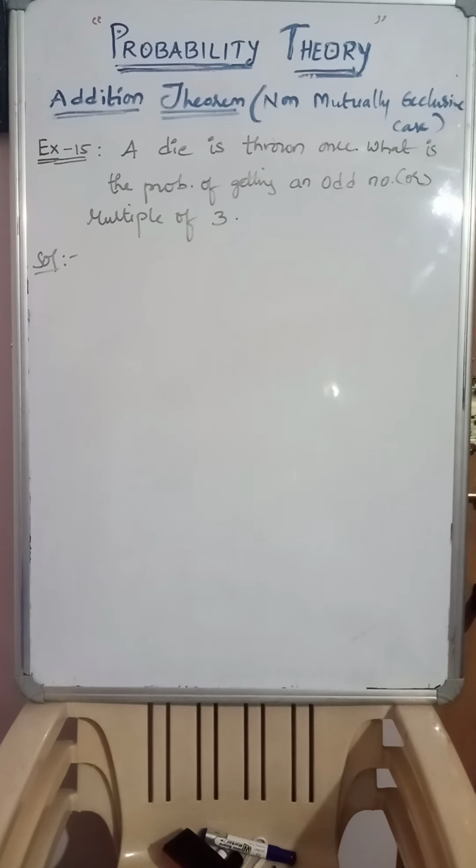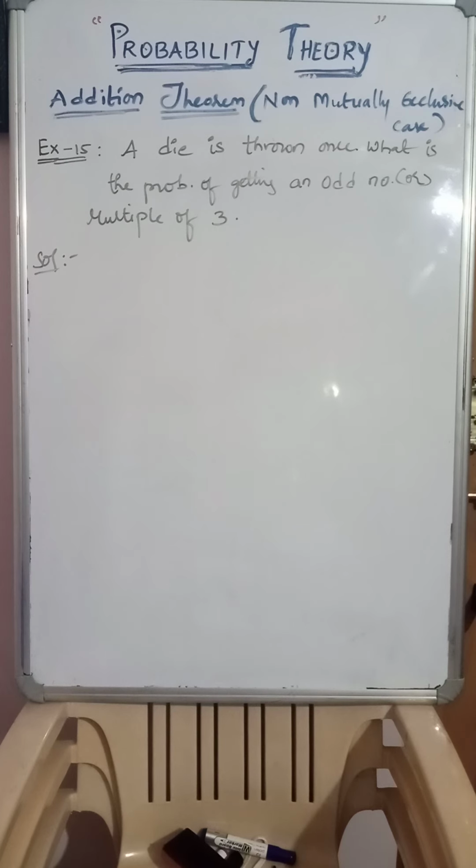Look at this question now. A die is thrown once. What is the probability of getting an odd number or a multiple of 3? Odd numbers, you know, are 1, 3, 5. And multiples of 3 you also know, 3, 6. Then definitely there is a common element between the two events, odd number and multiple of 3. Therefore, here both the events are non-mutually exclusive events. Clear? So let us see the solution now.